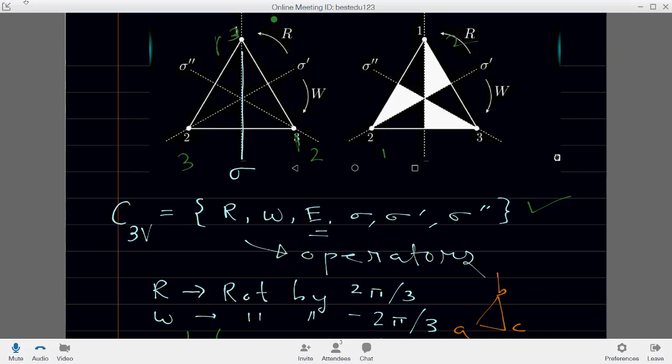I think we misunderstood reflection. When I'm reflecting, I'm permuting the indices. Should I do that? I don't know.